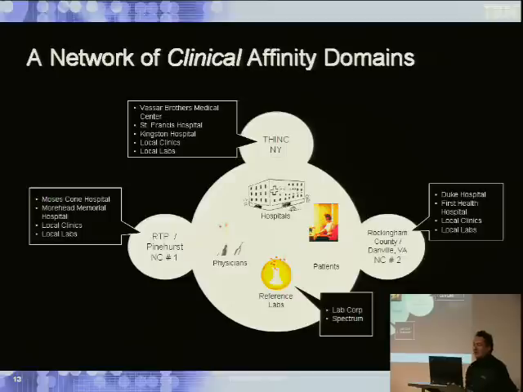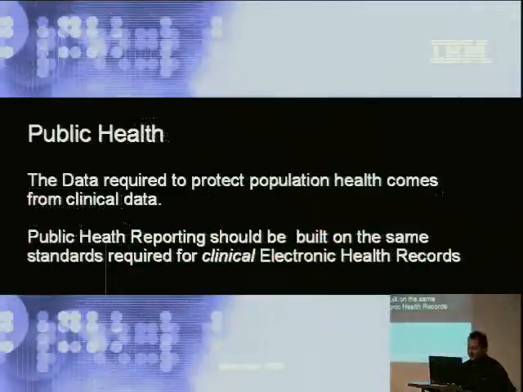In IBM's case, there were actually three clinical affinity domains that were created. There was an organization, RIO, in New York, in Virginia and North Carolina, and in Pinehurst, North Carolina. And interoperability was demonstrated both within the RIOs and also between the RIOs, because you do have people that will move from state to state, and we need to be able to move records between those organizations. Well, that was great.